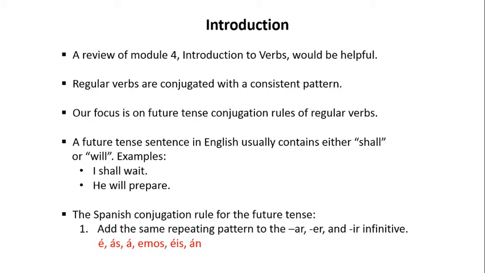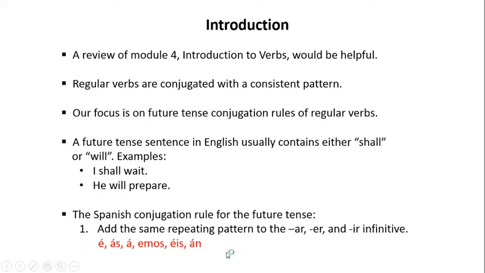A future tense sentence in English usually contains either shall or will. Some examples are, I shall wait, he will prepare. Now, the Spanish conjugation rule for the future tense is as follows. You simply add the same repeating pattern to the AR, ER, and IR infinitive. So you see down here in red, é, ás, á, emos, éis, and án.